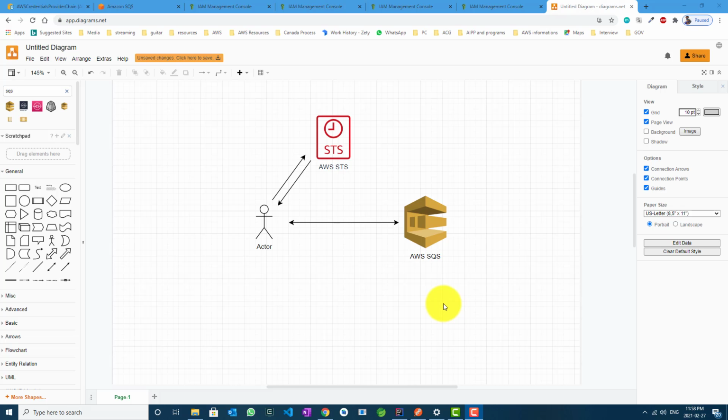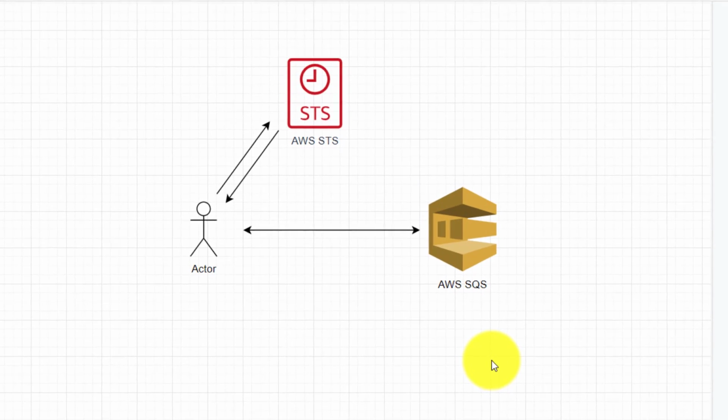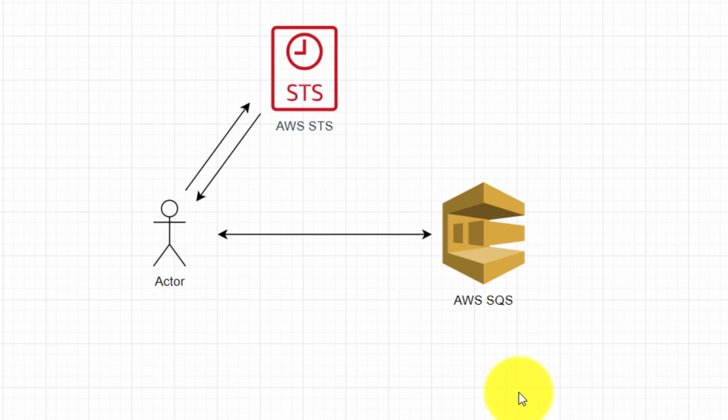Today we are going to see how we are going to use AWS STS in accessing AWS SQS. You can use any other AWS services in place of AWS SQS. Now we are going to focus on AWS STS and how we are going to use it in order to access AWS SQS. So let's jump into it.